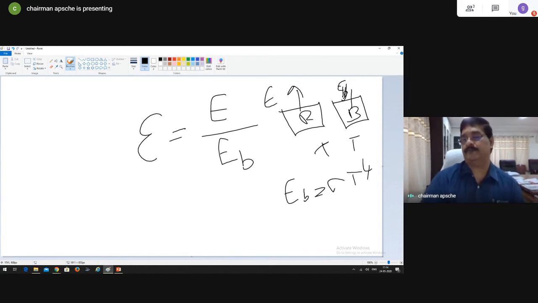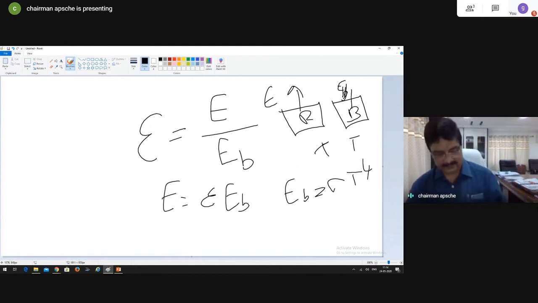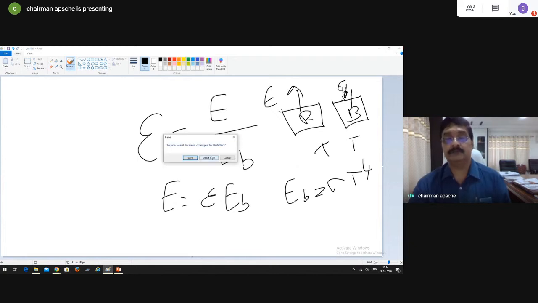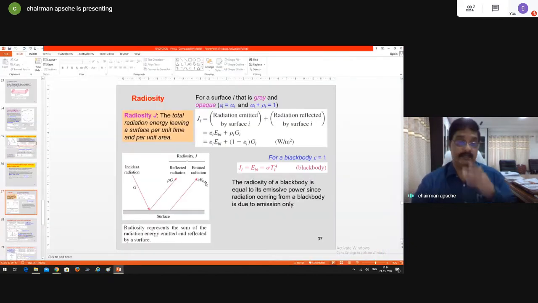Sigma T power 4. E_B is sigma T power 4. Therefore, the emissive power of a real surface is always given as epsilon times E_B, the emissive power of a black body. Okay, so there is no confusion over it. It is epsilon times E_B.